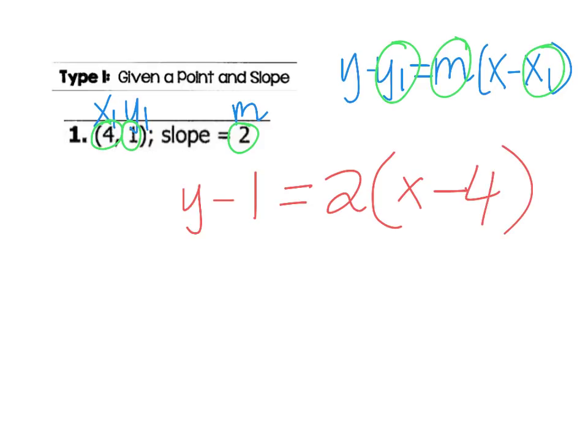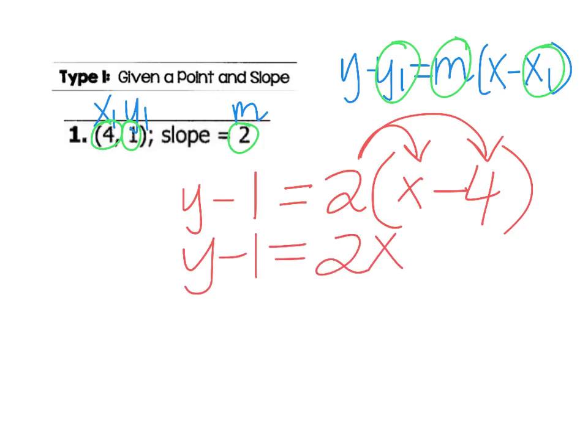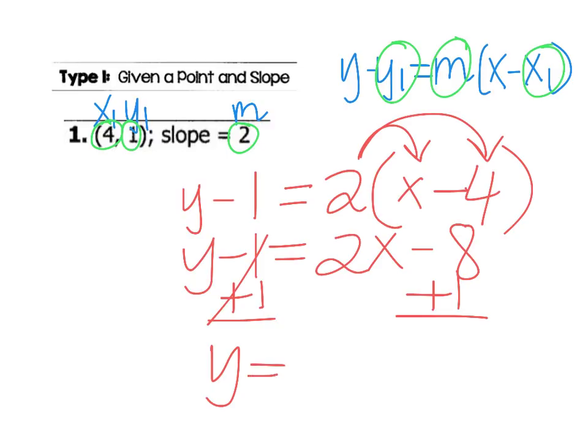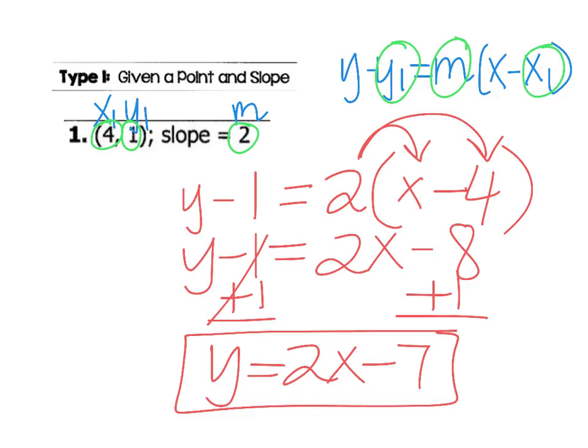Then we have to be sure to distribute and solve for y because our goal is to get our final answer in slope-intercept form, as an equation of the line in the form y equals mx plus b. So we keep the left side how it is, distribute the right side, and add 1 to both sides because our goal is to get y by itself. These cancel out. We're left with y equals 2x minus 7. That is the equation of our line in slope-intercept form. We used the point-slope formula to get there, but our final answer is always in the form y equals mx plus b.